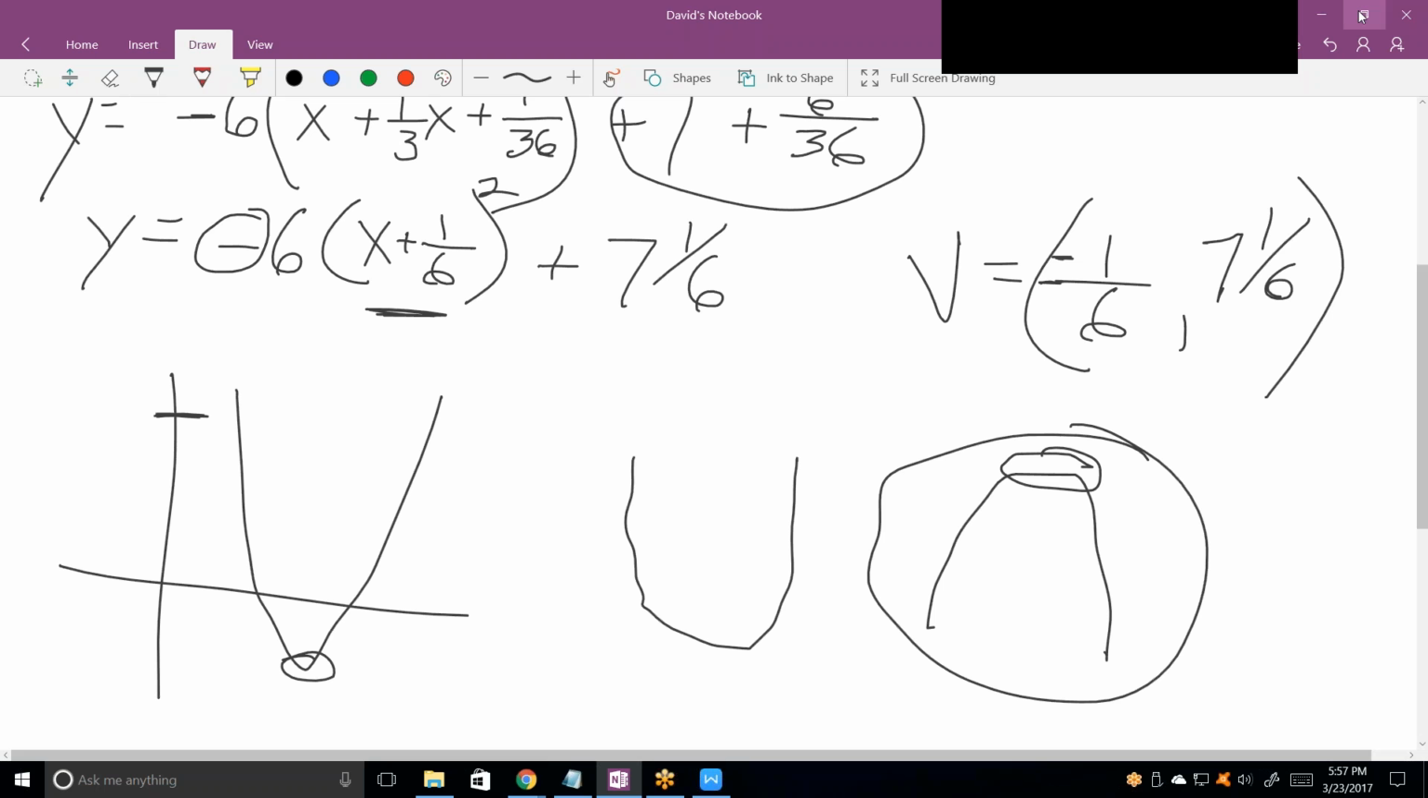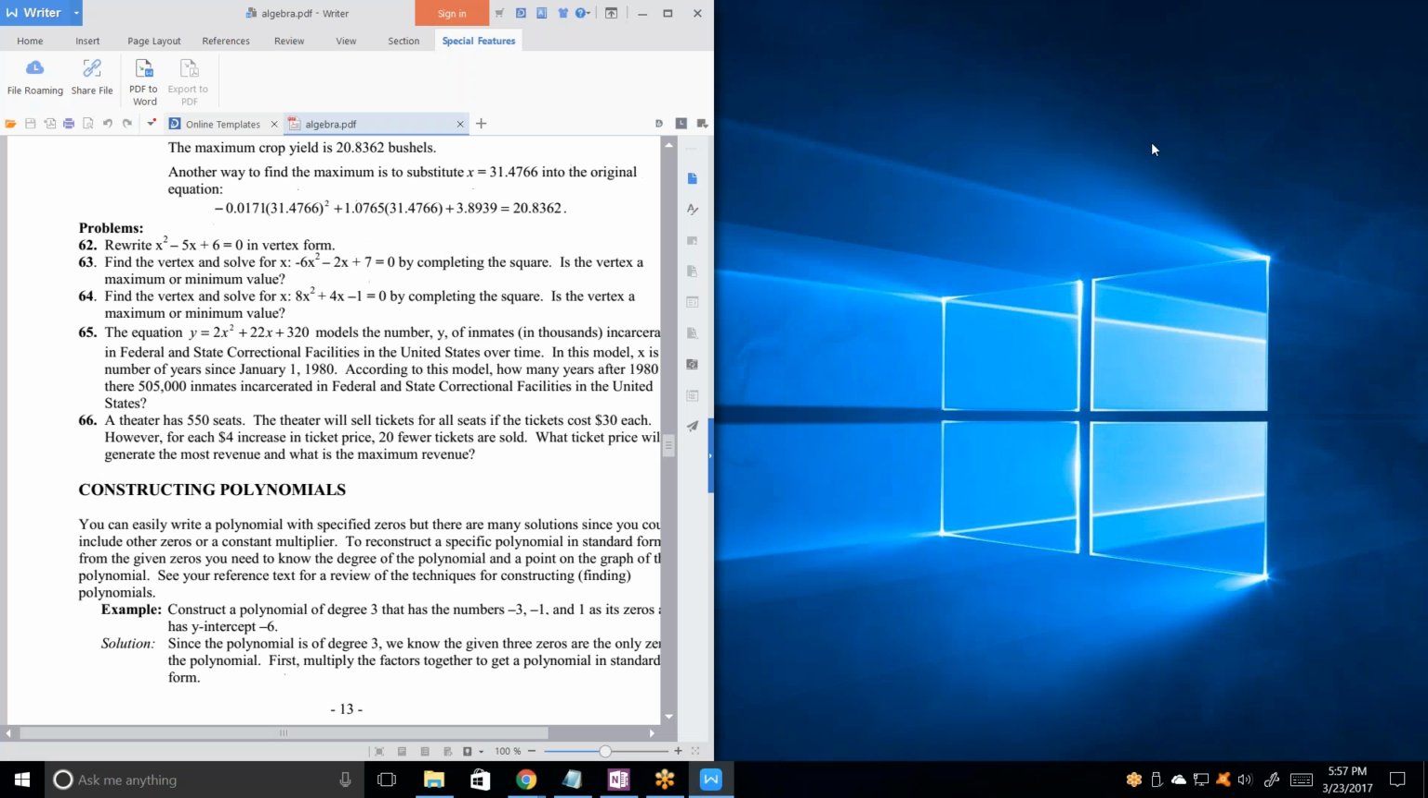All right, let's see. I hear my bell going off. Why don't we stop there? And I'll make a note that we made it through 63, and we'll pick up with 64, another completing the square, next time.